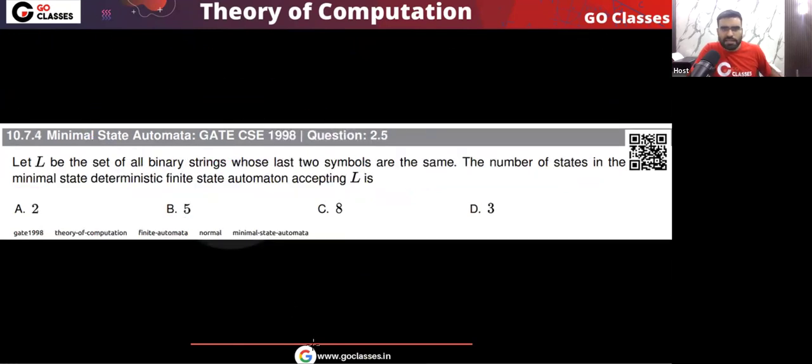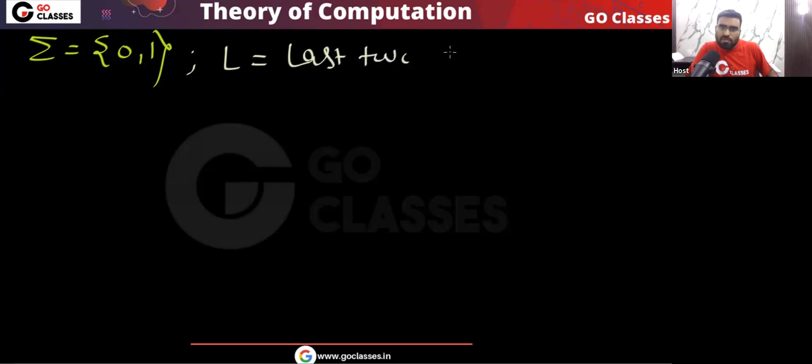Let's solve this GATE 1998 question. Let L be the set of all binary strings whose last 2 symbols are same. The number of states in the minimal DFA accepting L. See the question. What is the language? Binary strings means your alphabet is 0, 1. And the language is that the last 2 symbols must be same.